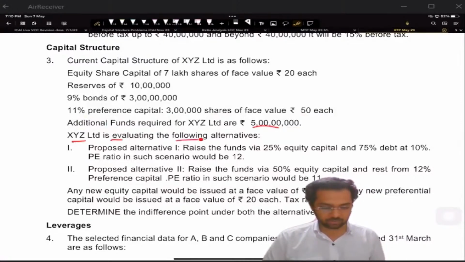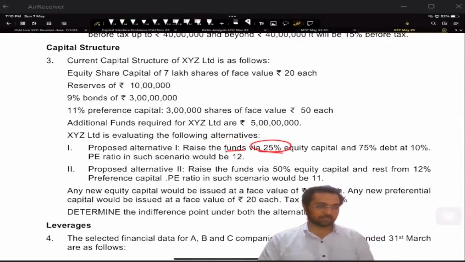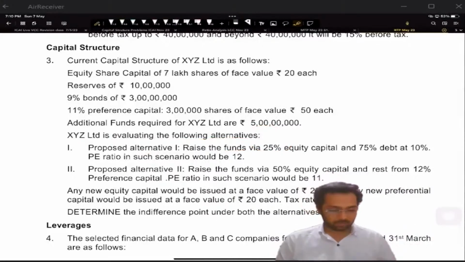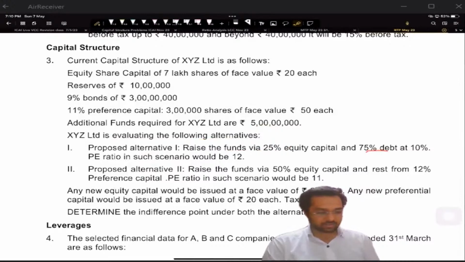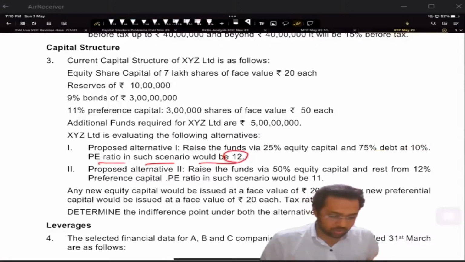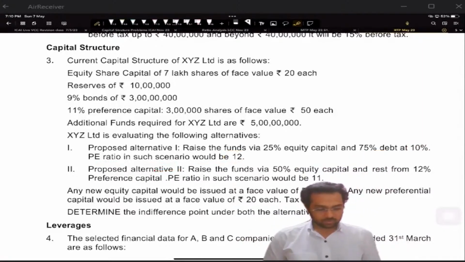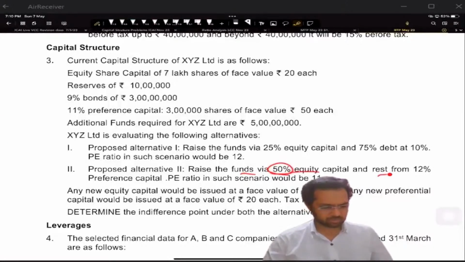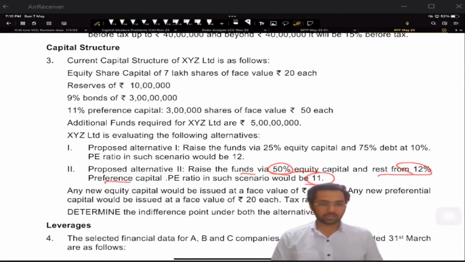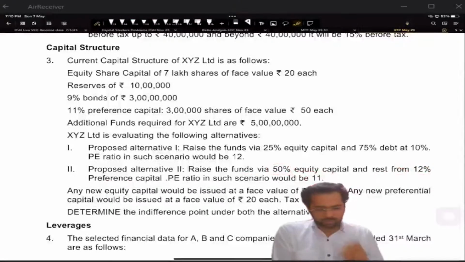XYZ Limited is evaluating the following alternatives. First proposal is to raise the funds by 25% equity and 75% debt at 10% interest, and the P/E ratio is going to be 12 over here. In the second alternative, we are going to raise the funds 50% equity, the balance by 12% preference share capital, and the P/E ratio in that case would be 11.